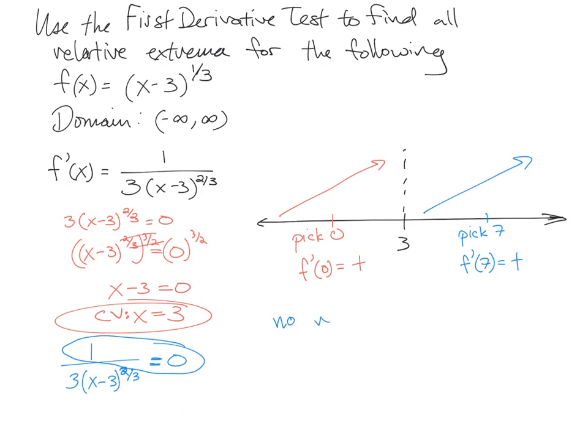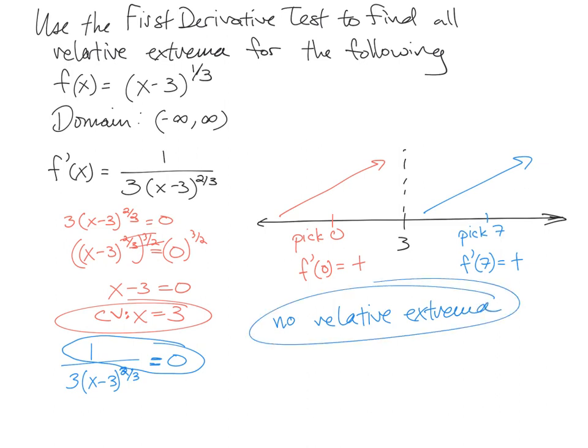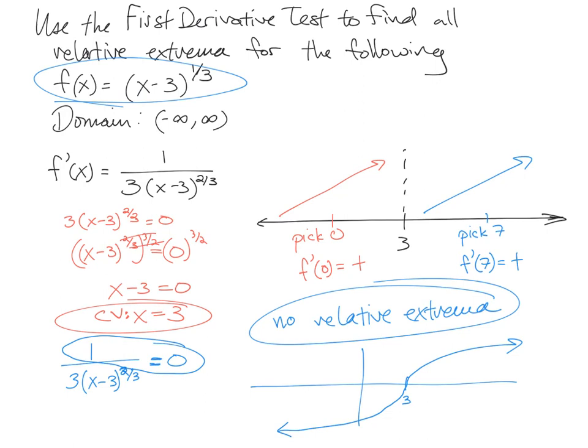we have no relative extrema. And you should be able to look at a graph of this original function and see that there is no relative extrema. It is a cube root function that was shifted to the right 3 units, and it does something like this. It is always increasing, therefore there are no relative extrema. No maxes, no mins.